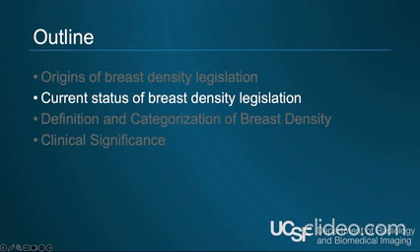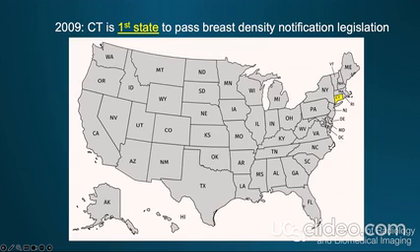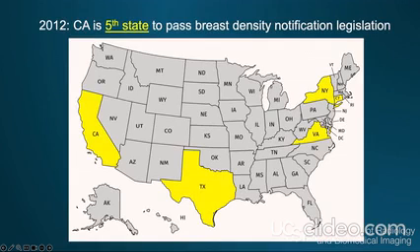So next we'll talk about the current status of these breast density legislation. After Nancy spearheaded the first legislation, the movement and the campaign continued. So first in 2009, that was when the first legislation was passed in her home state of Connecticut. After that, other states continued to follow suit at a very fast pace. By 2012, California became the 5th state to pass breast density notification legislation, along with Texas, New York, and Virginia. These are all shown in yellow.